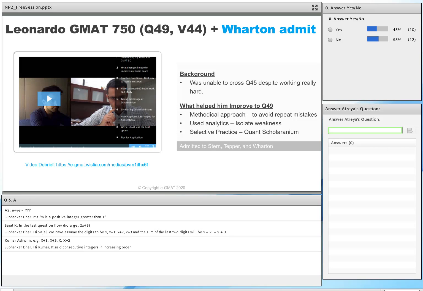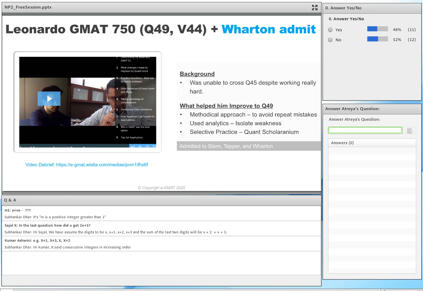The second story is of Leonardo, a South American student who was good in quant, but despite being good, he was unable to cross that Q45 mark. And what was the reason? Two major things. Like Krish, he also did not follow a methodical approach. And secondly, there were some topics such as algebra inequalities and absolute inequalities where he did not have the proper fundamentals. The key to success for Leonardo was to first identify his weakness.